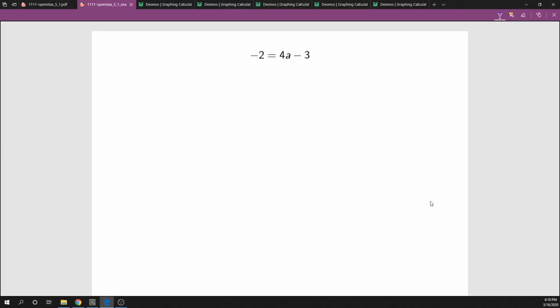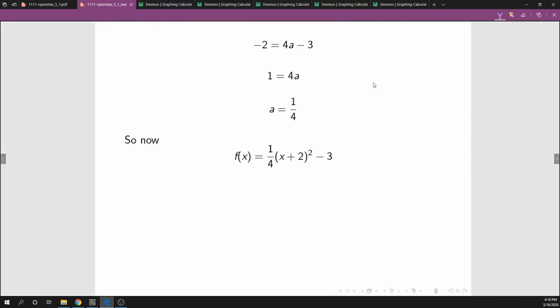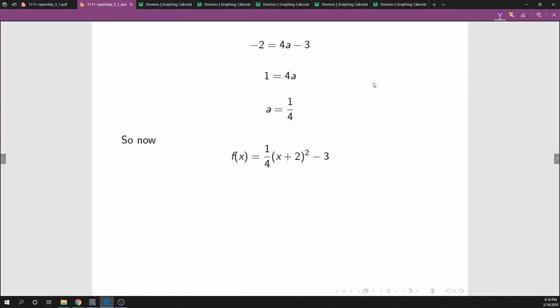Okay, and now we would solve this linear equation for a. So add 3 to both sides. I'll get -2 plus 3 is a positive 1, and then divide both sides by 4. You will get a equals 1/4. And so that gives us our standard form, right? We already had a times x plus 2 quantity squared minus 3. So now we know that a is 1/4. Okay, so there's our answer in standard form, but they want the general form.